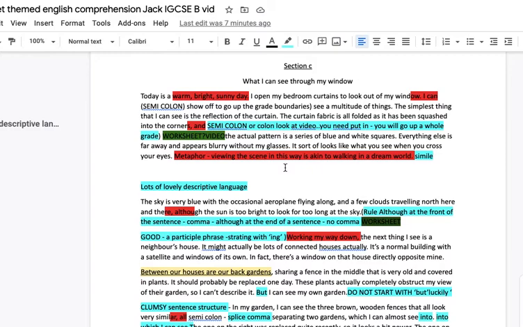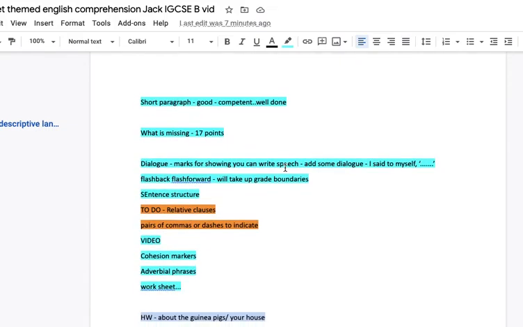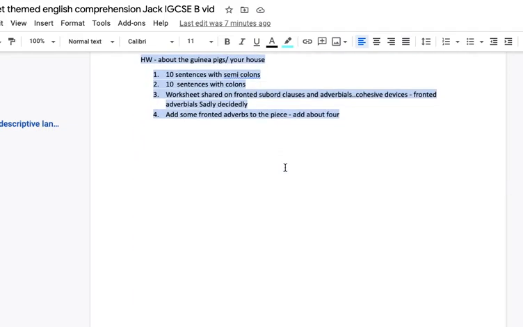So can you make sure that you write me a list using semicolons, it's 10 sentences with semicolons, 10 sentences with colons, worksheet shared on fronted subordinate clause and adverbials, e.g. sadly decided, and add some adverbials to the piece about for, or write me 4 sentences using them, just so that you know what they are.